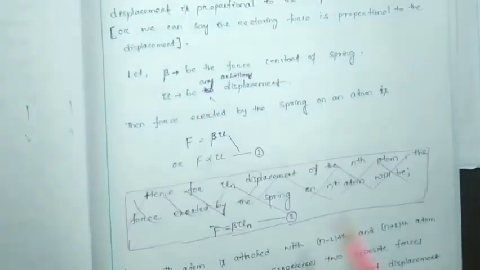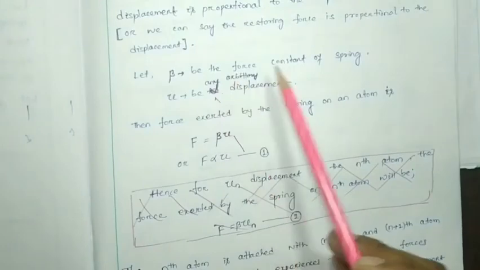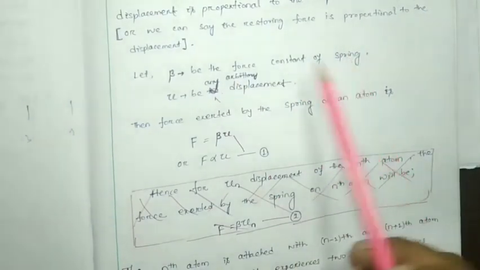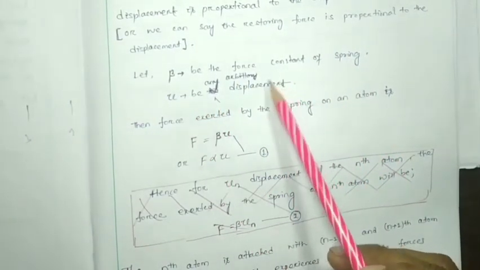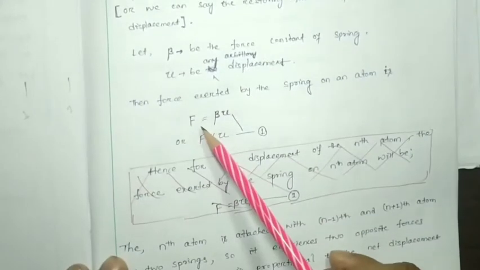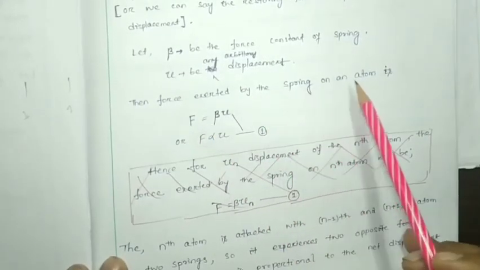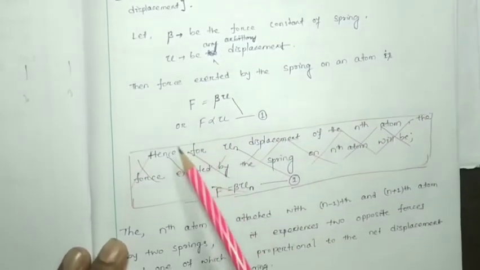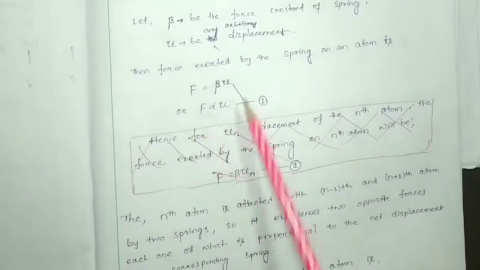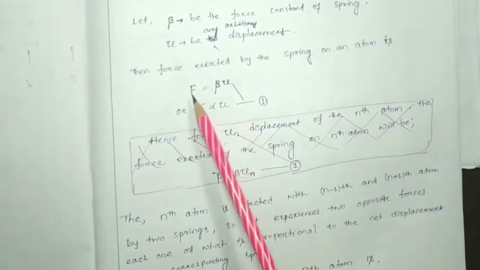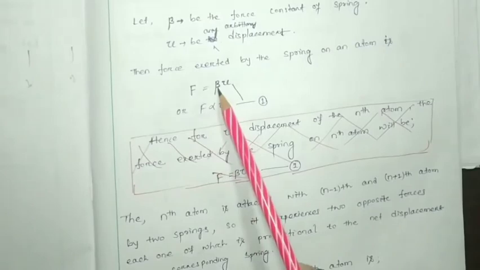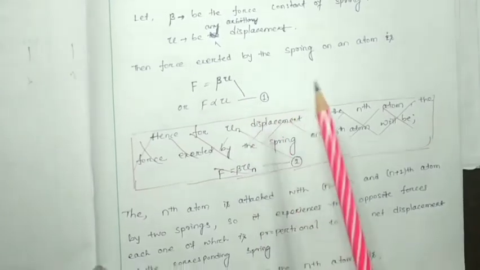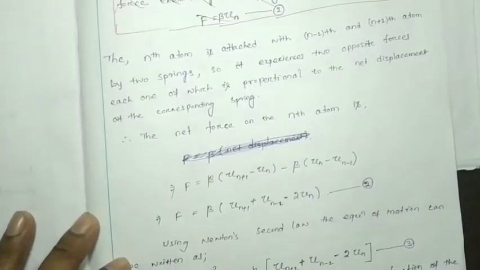So let beta be the force constant of the spring and u be any arbitrary displacement. Hence the force exerted by the spring on the atom will be how much? It will be F proportional to u, that is displacement, or F equal to beta into u. This is equation number 1 we have discussed. And then the net force.